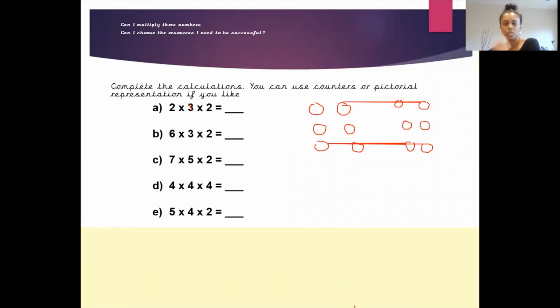And that should help you to work this one out. So that's another way of using pictorial representation. So remember to pause the video, practice them yourself, show your working out as well. I'm posting them on Tapestry, so I'll be able to see just how you're getting on with this.